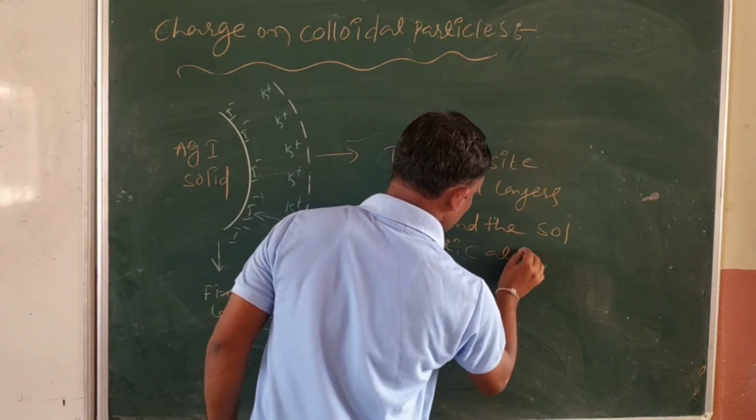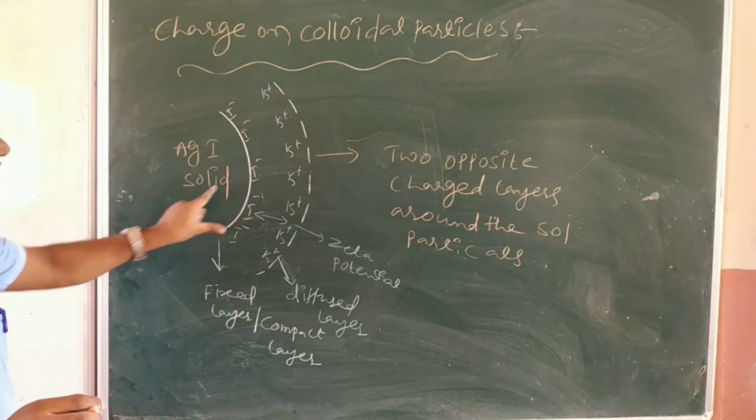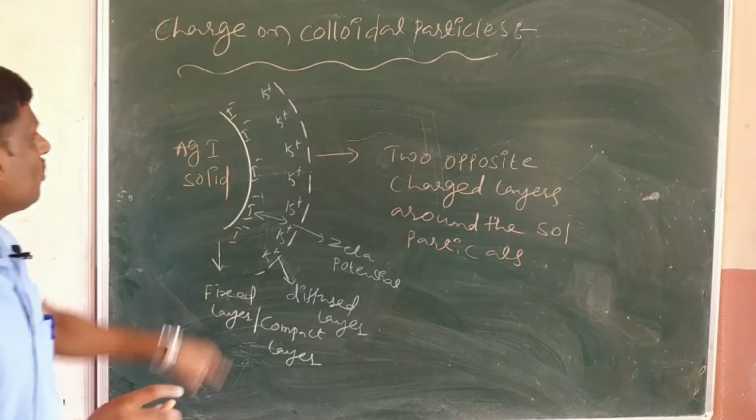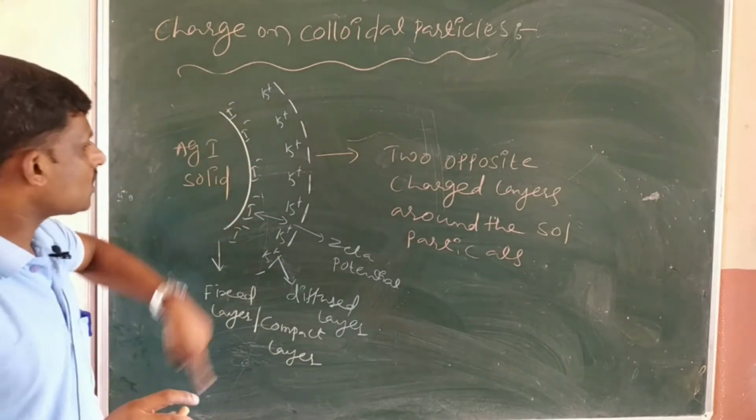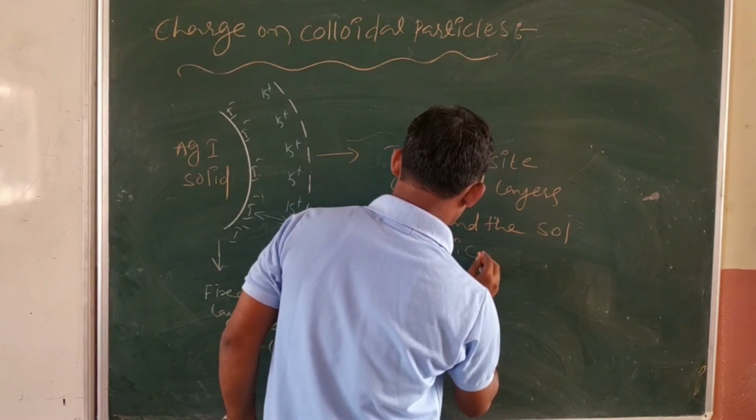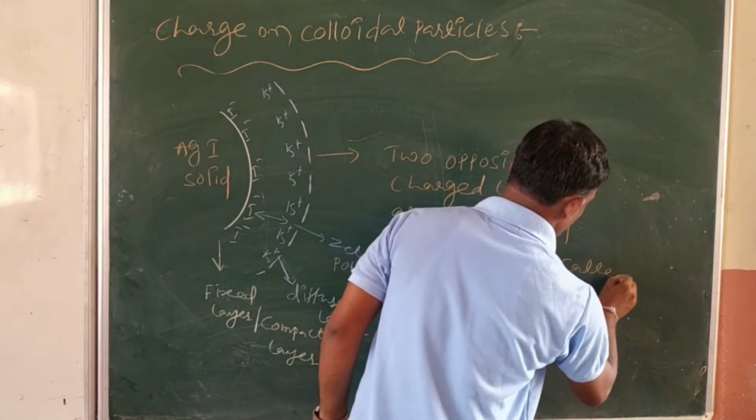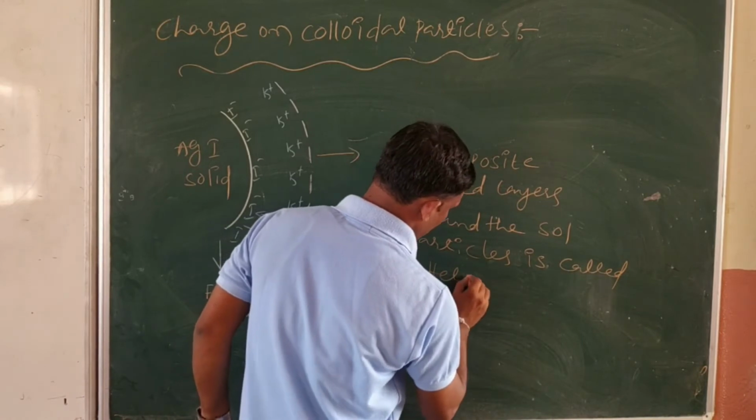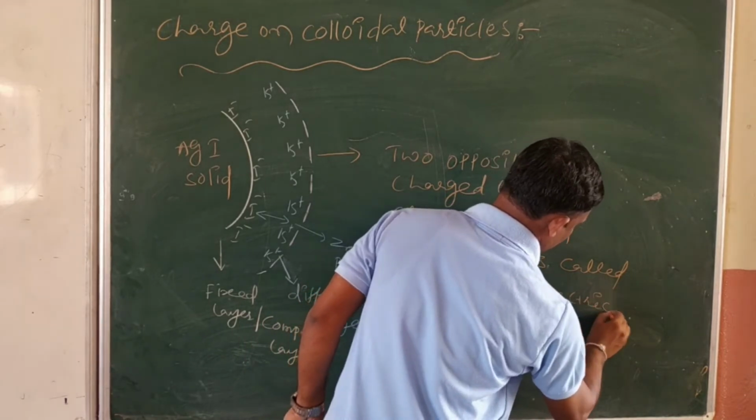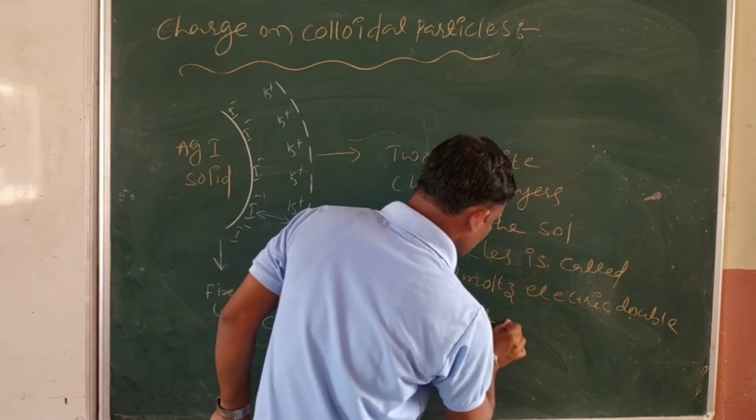Observe this diagram. This is the AgI solid, meaning the sol. These sol particles are surrounded by two oppositely charged layers. When two oppositely charged layers surround the sol particles, it is called the Helmholtz electric double layer. Are you getting my point? Double layer.